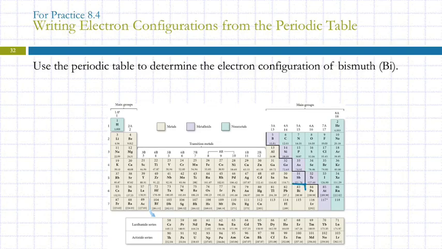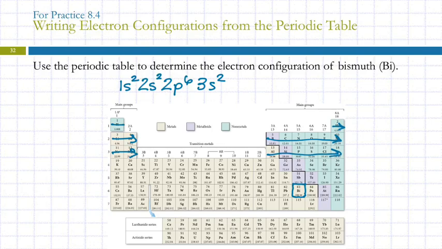So here's bismuth, right? So just start at the top. So here's over there, that's 1s2, right? And then we come here, 2s2. We come over here, 2p6, 3s2, 3p6, 4s2, and then we've got these guys in here.